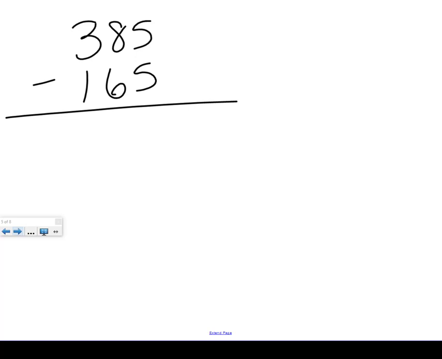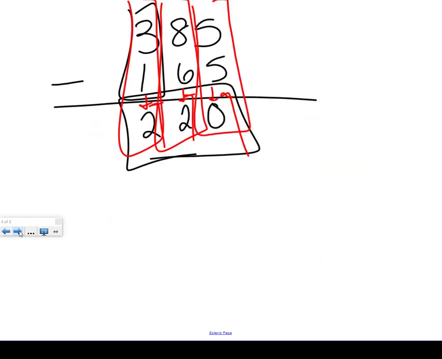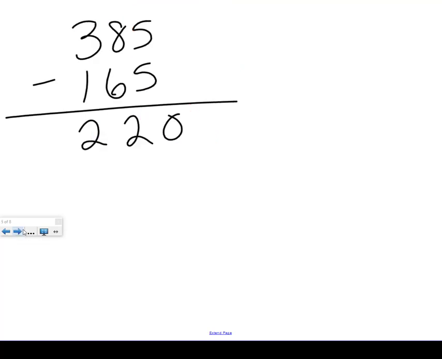All right, so you can check your subtraction by flipping it over and adding the smaller number and the answer. So let me show you what this looks like. If I have 385 minus 165, I get an answer of 220. We know that because I did that problem in the problem before that. So the 385 minus the 165, I got 220.